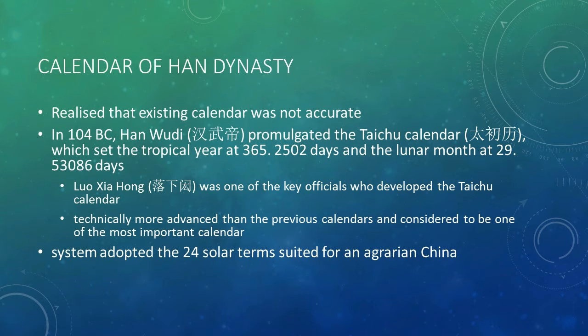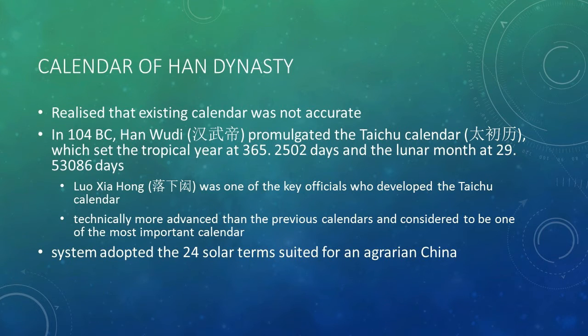During Han Wudi's time, Han Wudi realized this calendar was not accurate. Every time I try to use this to tell me when the season is coming, it's not telling me accurately. So it's time for a better calendar. So he gathered his officials and gave them a task: complete and make a better calendar. And this person, whom I mentioned earlier, who is responsible for the armillary sphere, was Luo Xiahong. He was one of the key officials who developed this Tai Chu Li, and he made refinements.